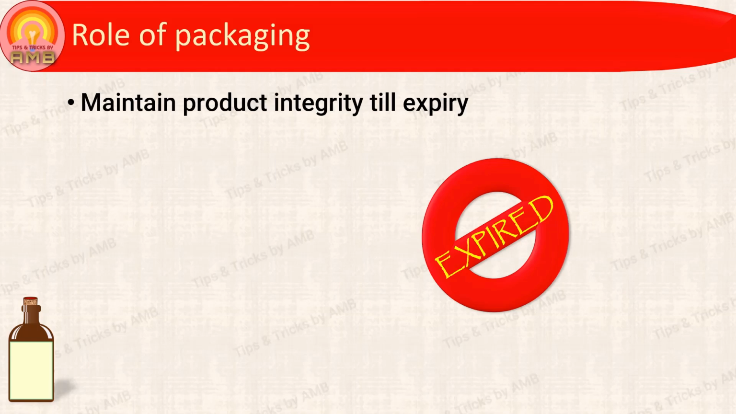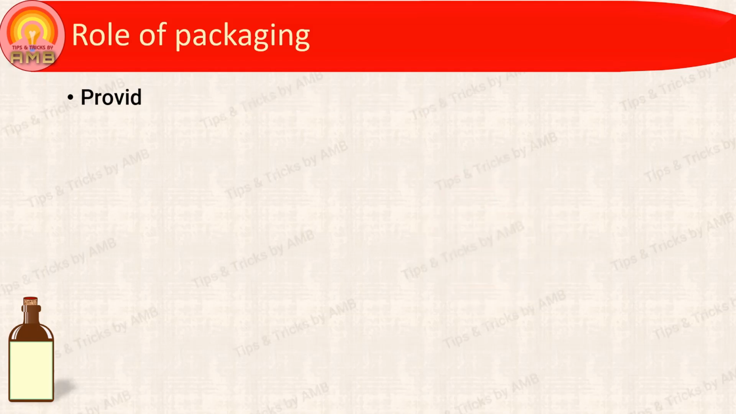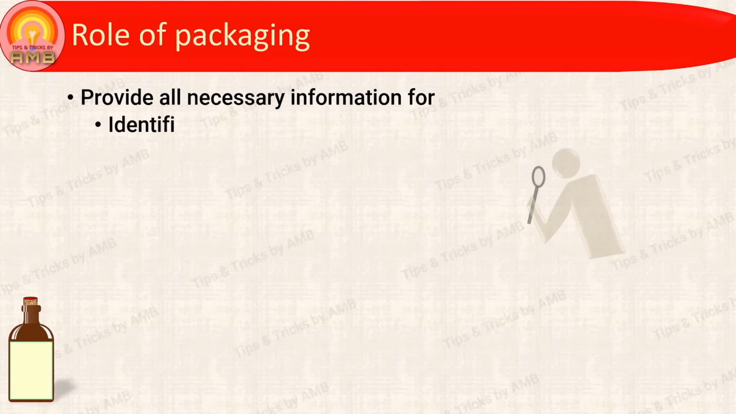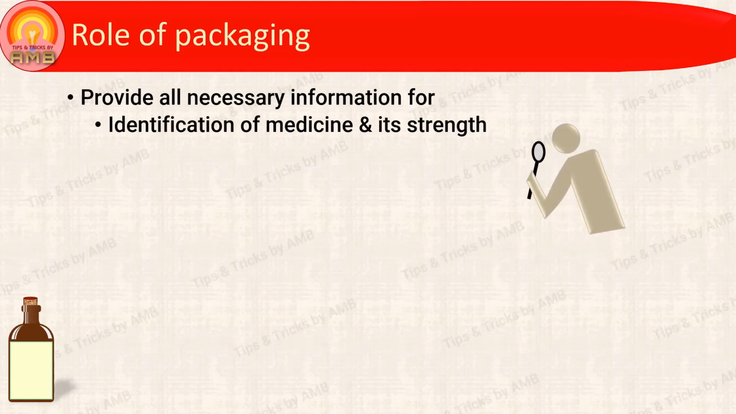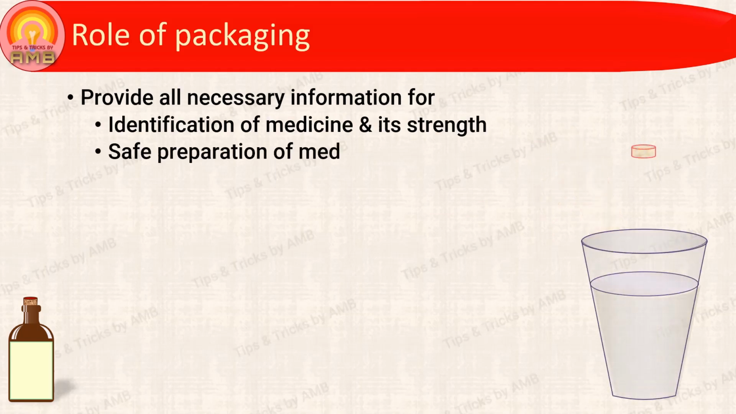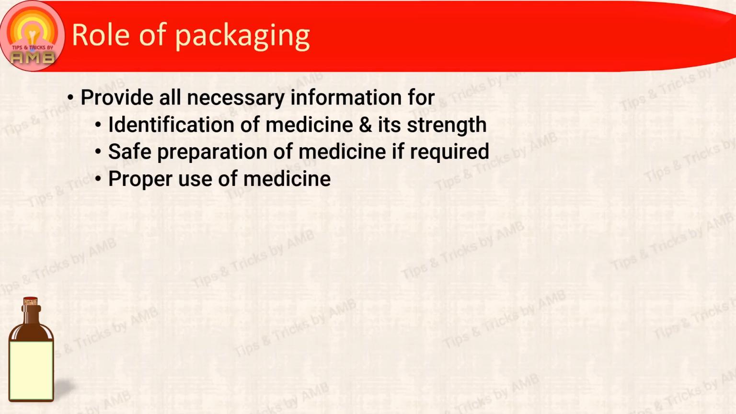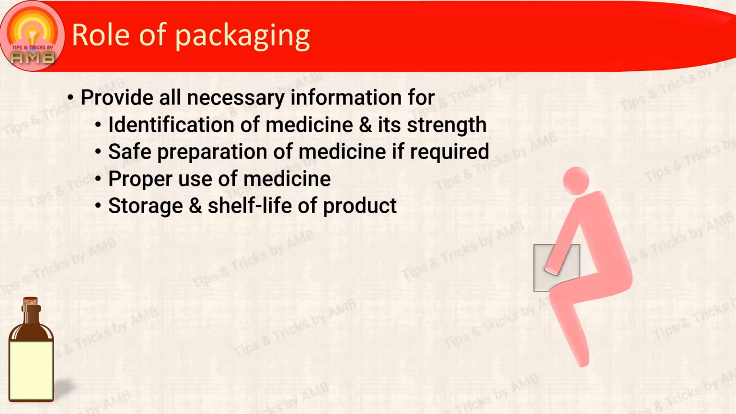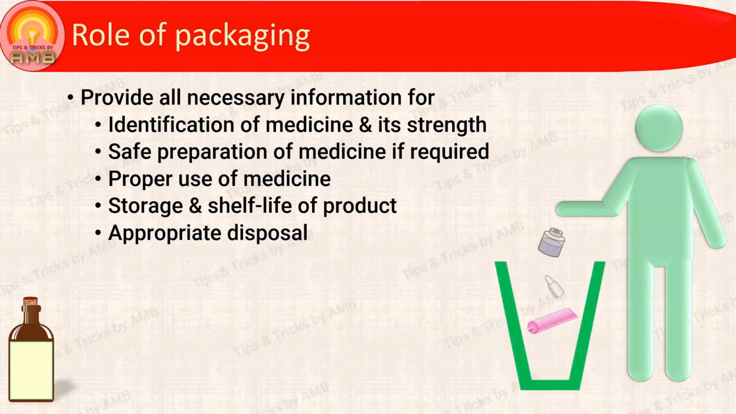The next role of packaging is to provide all necessary information on it: for identification of the medicine and its strength, for safe preparation of the medicine if required, like in case of reconstitution products or dilution products, for proper use of the medicine, information for storage and shelf life of the product, and information about appropriate disposal of any unused medicine and the packaging itself.